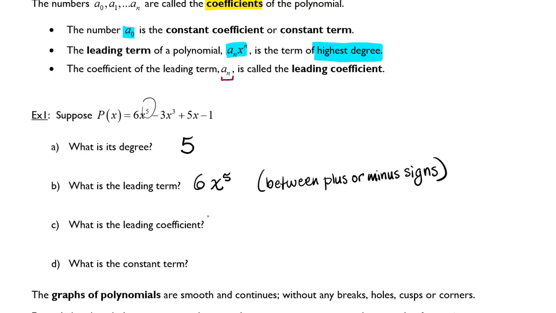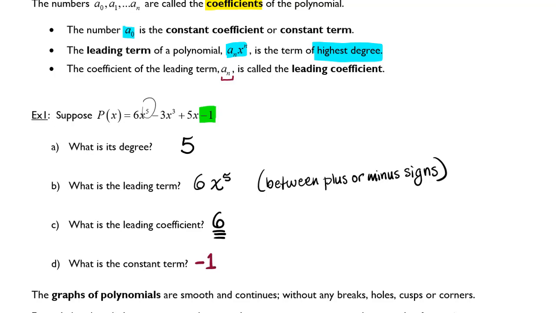What is the leading coefficient? Well, the coefficients are numbers, so the only thing we can take from the leading term is the 6, because the 6 is a number, not a letter. And lastly, what is the constant term? The constant term is the term that doesn't have a letter attached to it, so that is negative 1.